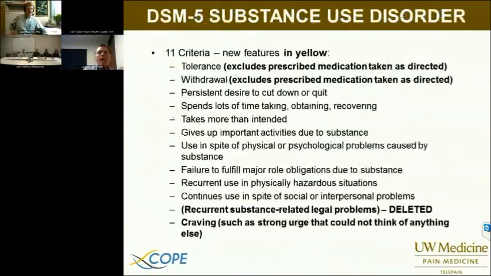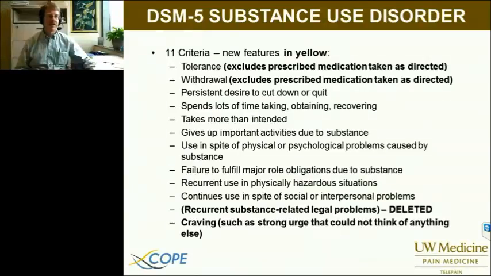So here are the criteria. There are 11 of them. These are really just the same criteria that were abuse and dependence, just combined into one list. And the only other changes were they took out one, which is recurrent substance-related legal problems, which is no longer a criteria, and they added craving. Such a strong urge that you could not think of anything else is the way they describe it in DSM-5, and that's a way you could ask about that.